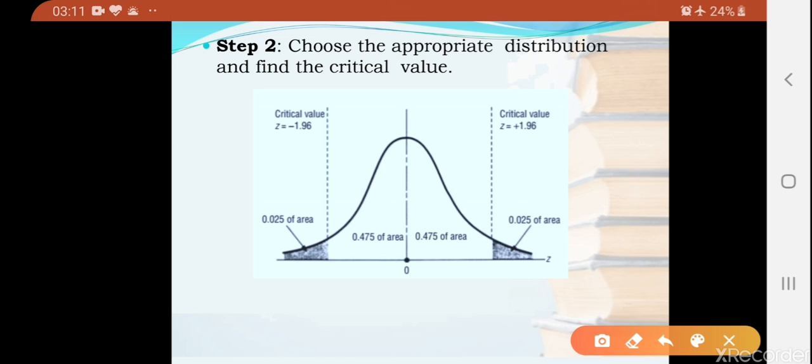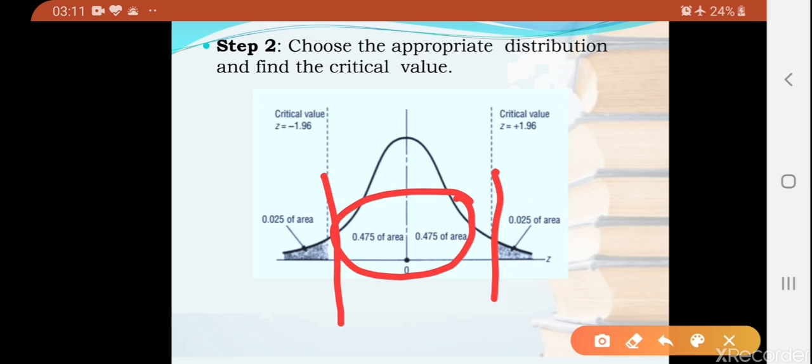So we can illustrate this hypothesis test graphically. In the figure, the significance level of 0.05 corresponds to 0.025 on this side and 0.025 on the other side, because it is a two-tailed test. So the acceptance region is 0.475 on each side.